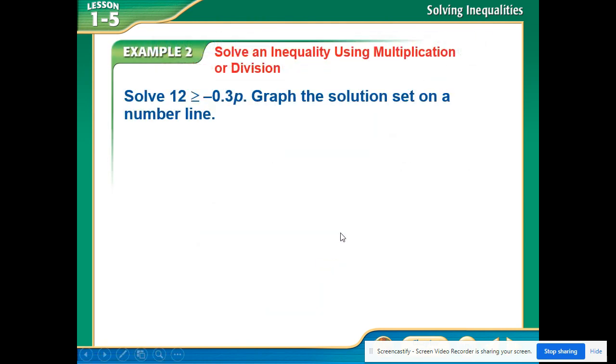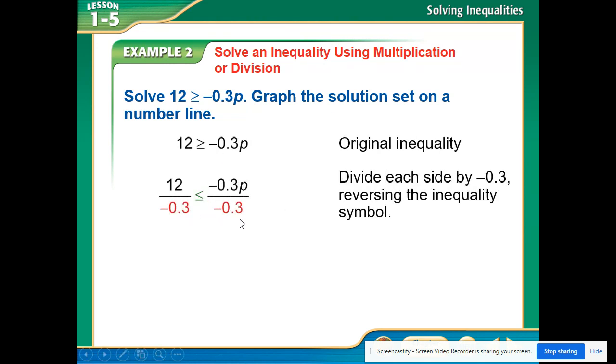Let's start with something that's a single step. We have 12 is greater than negative 0.3p. So that is a multiplication there. To get rid of that multiplication, we are going to have to divide. So there's your original inequality. We're going to divide by that negative 0.3. And notice, since we're dividing by a negative number, what happened to our sign? It ended up flipping. So it's now less than instead of greater than. So negative 40 is less than or equal to p. And we're going to flip this around just so it looks a little bit nicer. So p is greater than or equal to negative 40.